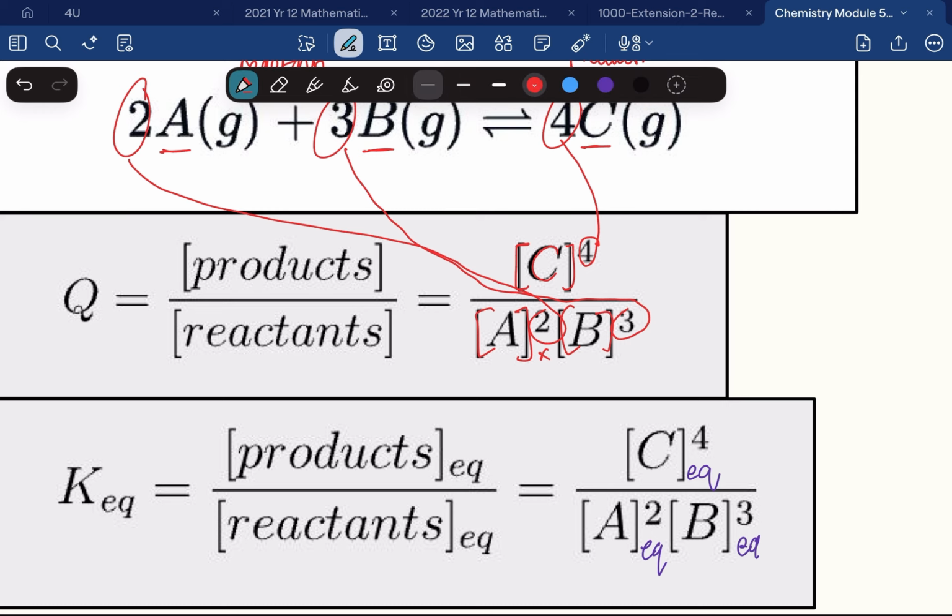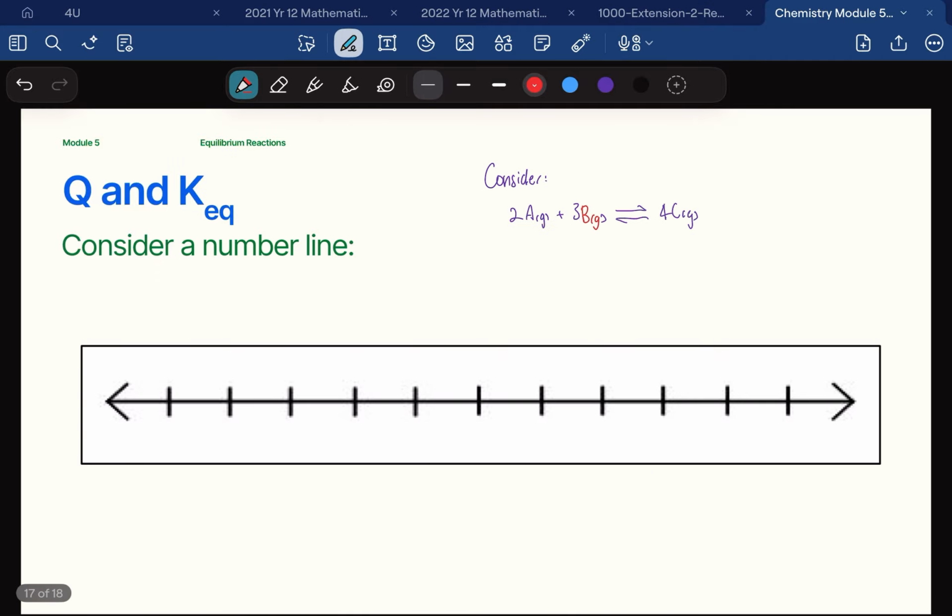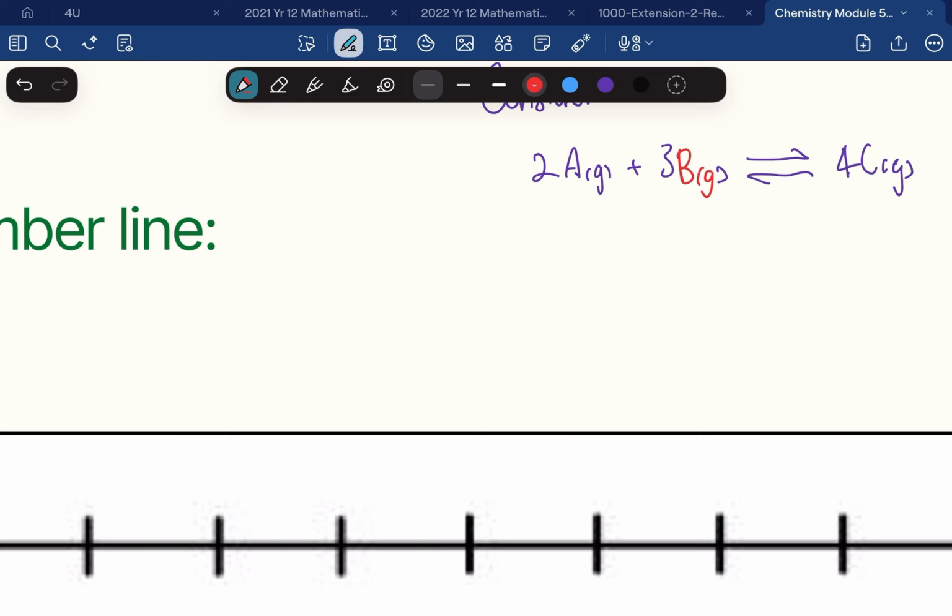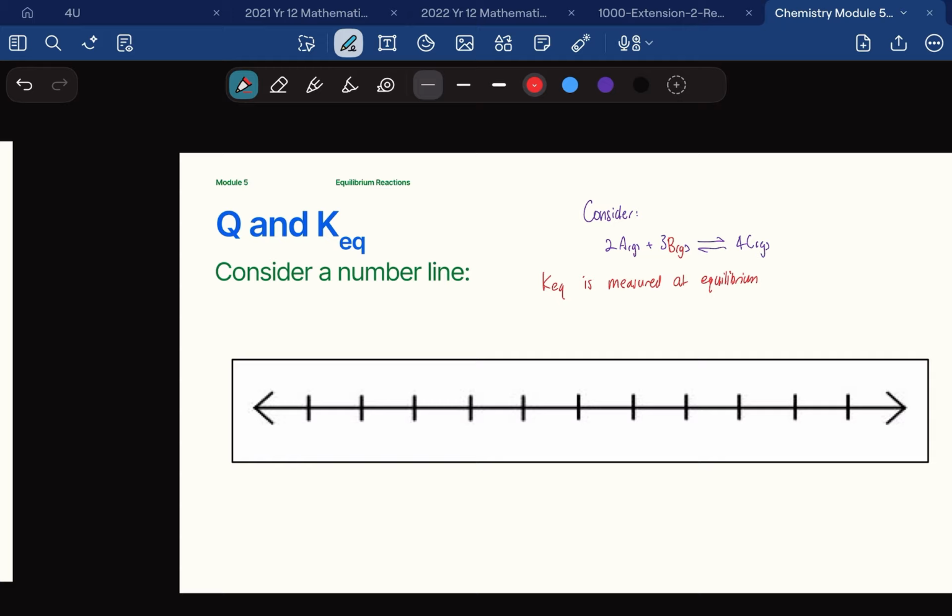For KEQ, it's the same thing, but again, you're only measuring the concentrations at equilibrium, not whenever you want. So keeping that in mind, now I can finally tell you how you can use Q to figure out where the reaction needs to proceed to in order to reach KEQ. As we said, KEQ is measured at equilibrium, and a reaction kept in a closed system will tend to equilibrium over time, if the conditions are met, which I mentioned in the last video.